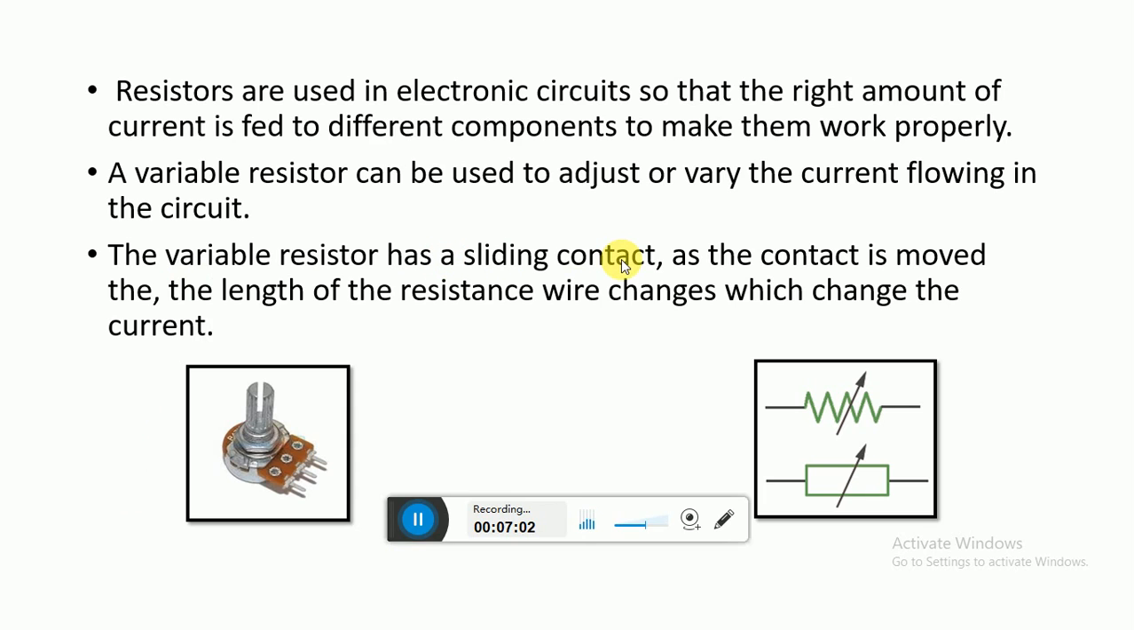One example is a rheostat. You will learn the rheostat in higher classes. In a rheostat or variable resistor, the contact moves and the length of the resistor changes. So when the length of the conductor increases, the length of the resistor increases, which reduces the current in a circuit.